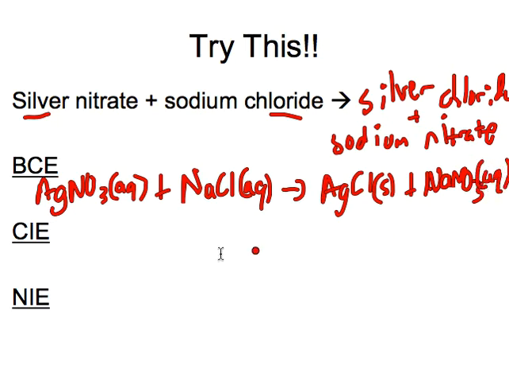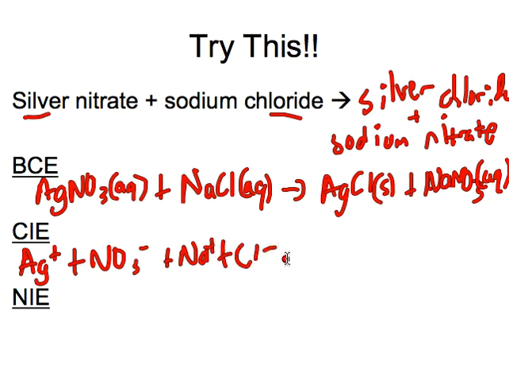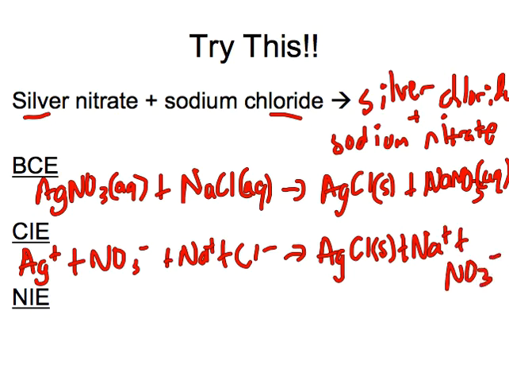So now the complete ionic, I'm taking everything that's aqueous and separating it into its ions. But this is already balanced. You'll notice that there's plus ones, minus ones everywhere, so it's already balanced. So I don't need to worry about putting 2's in front of any of the ions like we did with the last one. But if I take everything that's aqueous and break it apart, there's silver with a plus charge, nitrate with a minus charge, plus sodium with a plus charge, plus chloride with a minus charge, yields AgCl. It's a solid, so I'm going to keep it together as a solid, plus sodium with a plus charge, plus NO3 with a minus charge.